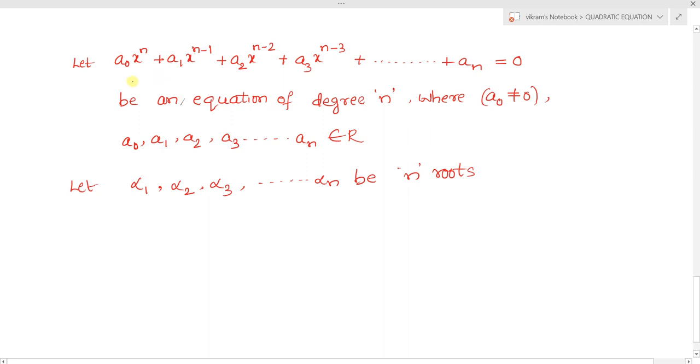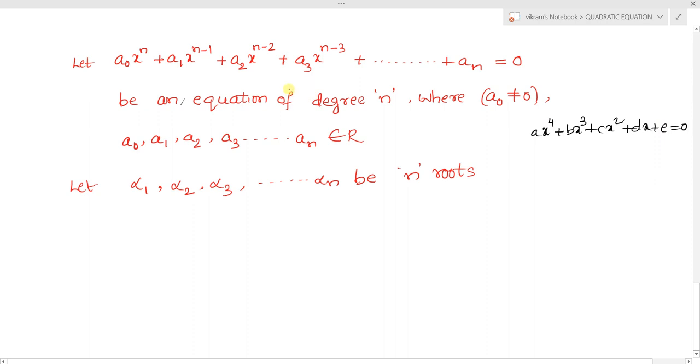Now we consider the statements for the nth degree polynomial. A naught into x power n plus a1 into x power n minus 1 plus a2 into x power n minus 2 plus a3 into x power n minus 3 and so on plus an, where an is the constant term, equals to 0. Like that, what is it? ax power 4 plus bx cube plus cx square plus dx plus e equals to 0. So that means here the powers of x are decreasing up to a constant term.